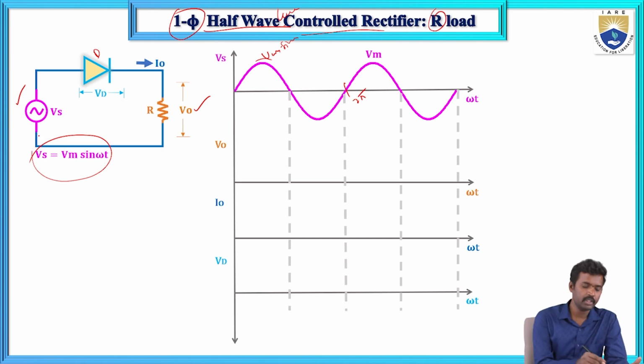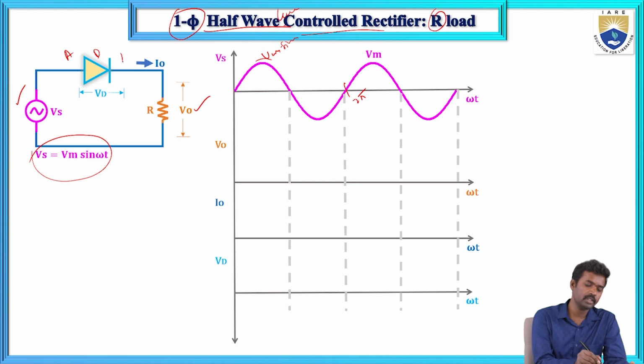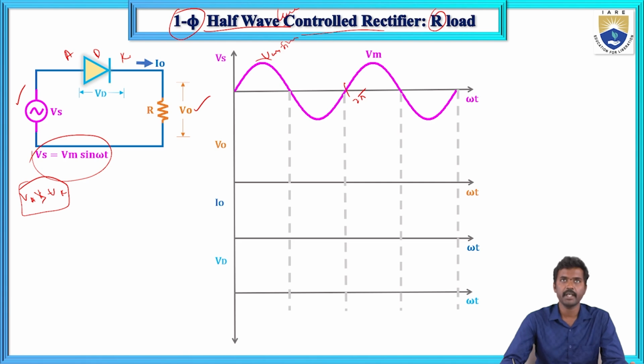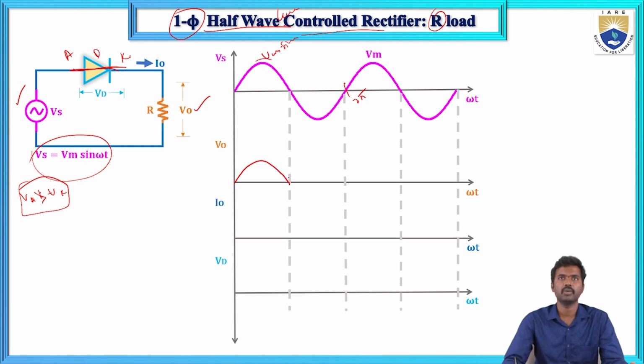Now I am giving this AC sine wave to this diode and load. So first, what will happen? This is the diode anode and this is the cathode. When the anode voltage is greater than the cathode voltage, VAK greater than 0, then this diode will conduct. The diode is in the forward bias condition, so it acts as a short circuit. The same output voltage is developed across the load. So this output voltage is here only.